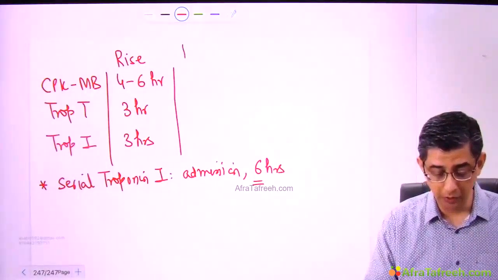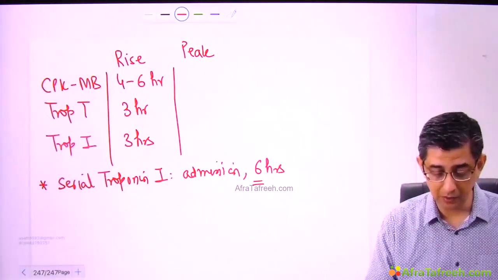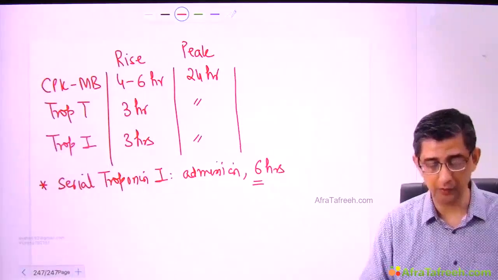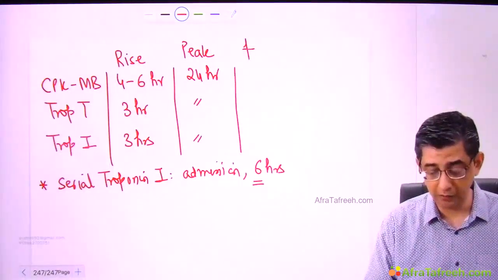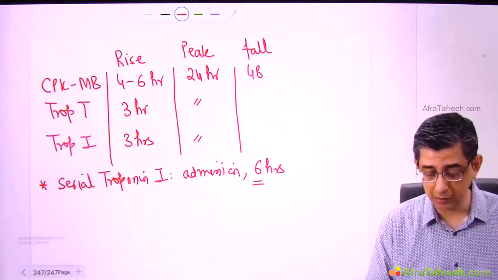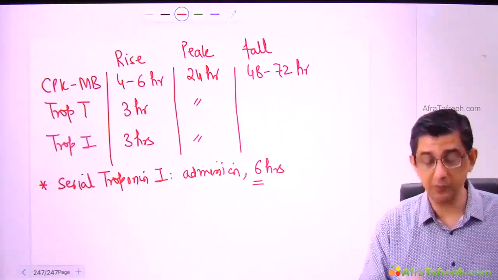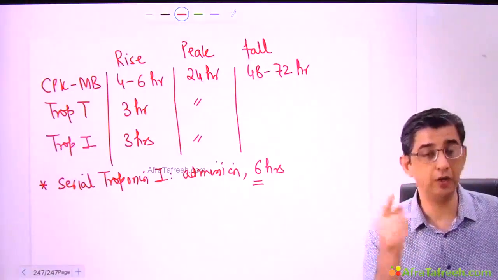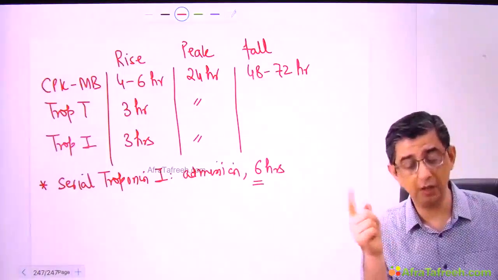There will be no questions on the peak values per se, because the peak values are pretty constant. All of them would be peaking at around 24 hours, but the fall definitely will vary. For CPK-MB, the fall occurs by the third day, which explains why I was saying that if somebody suffers from an MI again on the fifth day, or let me say the fourth day, then CPK-MB will rise.